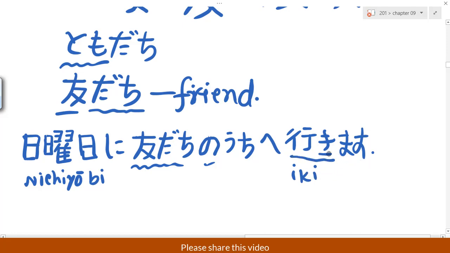Ikimasu. Nichiyobi ni tomodachi no uchi e ikimasu. That means I will go to my friend's house on Sunday. Nichiyobi ni tomodachi no uchi e ikimasu.